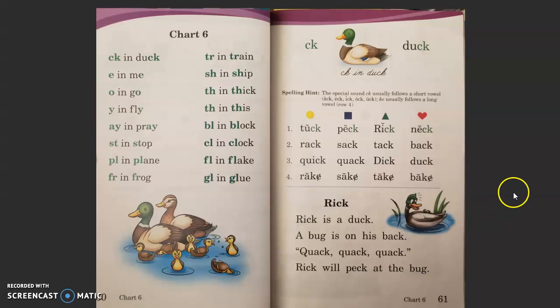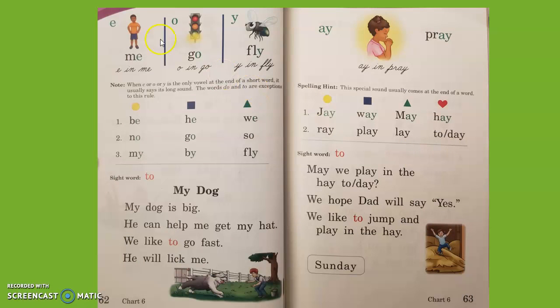Excellent. So let's continue learning. Vamos a continuar aprendiendo. Okay, now we see the E in the word me. Me significa yo, yo, me. Go, que decir fly, volar, ¿verdad? Volar o es la mosquita en este caso. Okay, fly. So we have when E or O or Y is the only vowel at the end of a short word, it usually says its long sound. The words do and to are exceptions to this rule.